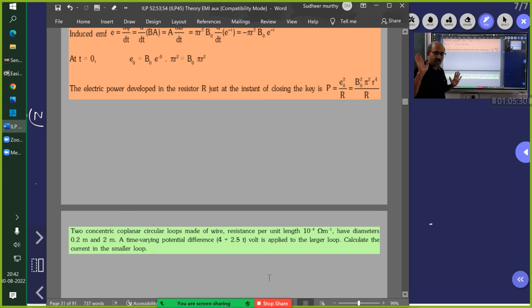See, I am also solving in front of you. Okay. Two concentric coplanar circular loops made of wire, with resistance per unit length so and so, having different diameters. A time varying potential difference of so and so is applied to the larger loop. Calculate the current in the smaller loop. So you draw the diagram, then you will get the answer for this.